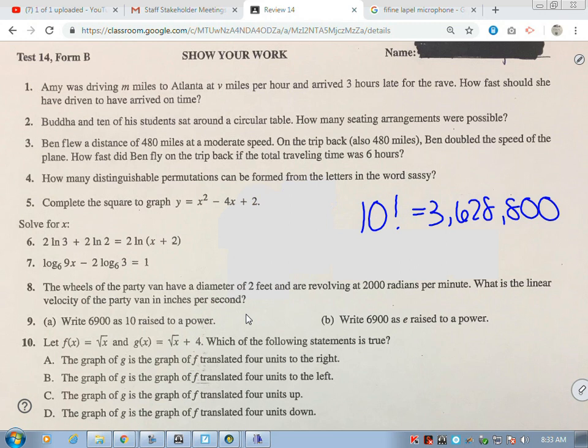So, if you want to consider, it's really 1 times 10 factorial. All right, does that help you out at all? Okay.